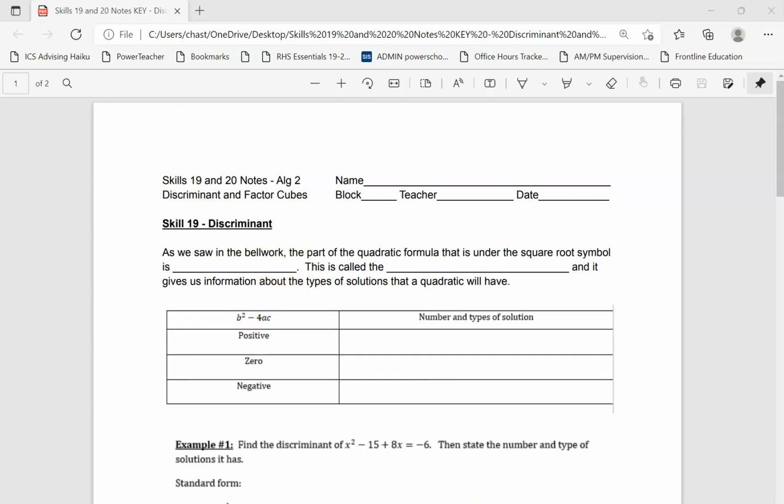I'm going to teach you two skills today, Skill 19 and Skill 20. Skill 19 you actually will have done in your bell work, so if you pay attention to what we did in the bell work, this will just be a quick little review.